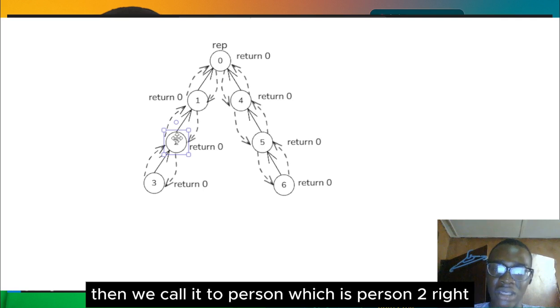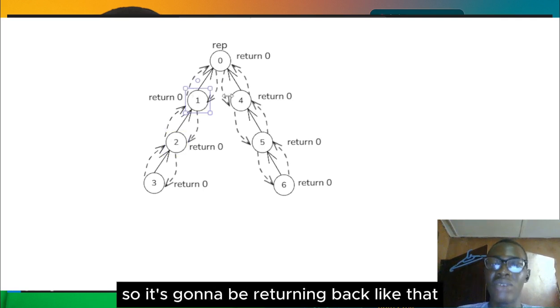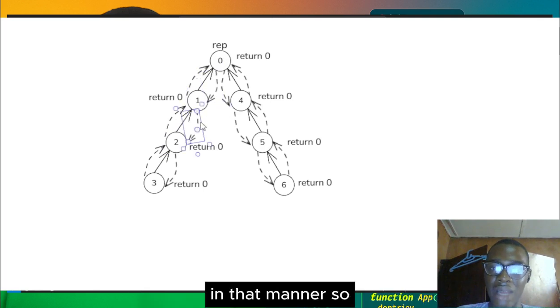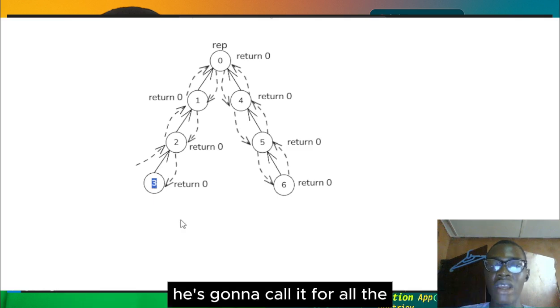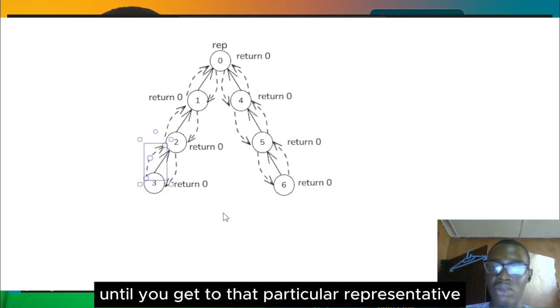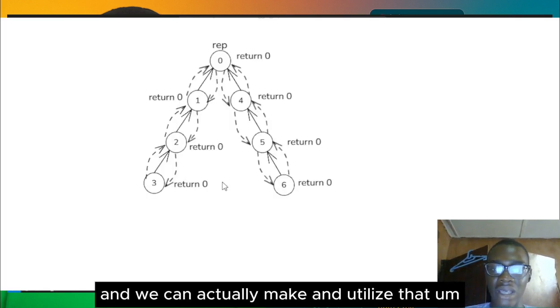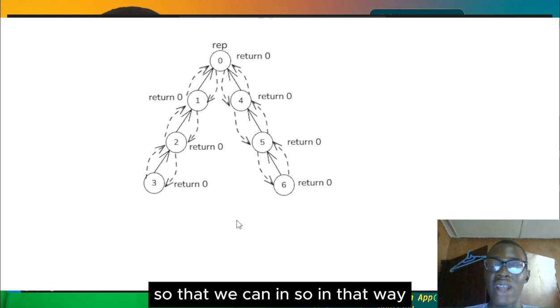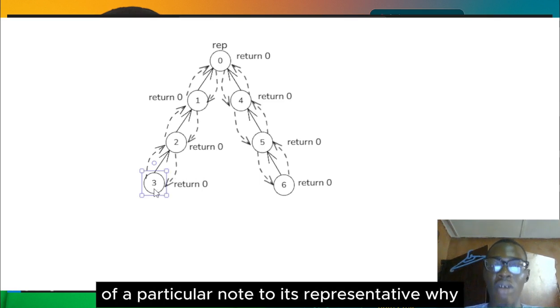Then we call it to person, which is person 2, right? Then we call it to person 2's parent. So it's gonna be returning back in that manner, meaning that even though we just need it for person 3, it's gonna call it for all its parents until you get to that particular representative. And we can actually utilize that, so that we can reduce the distance of a particular node to its representative.